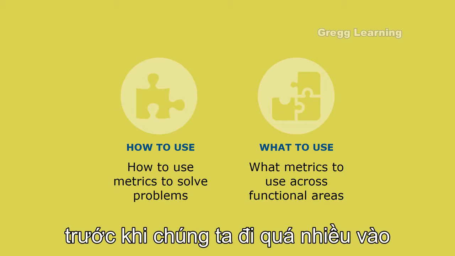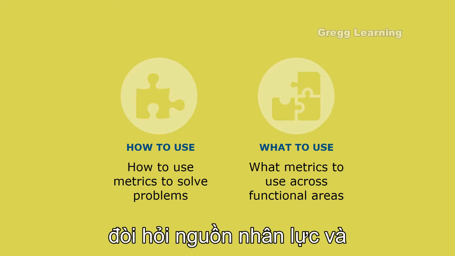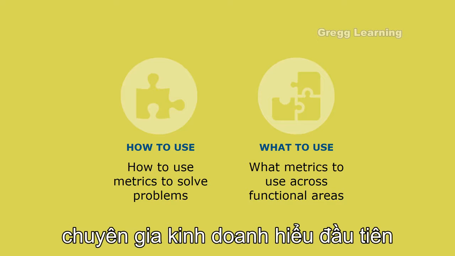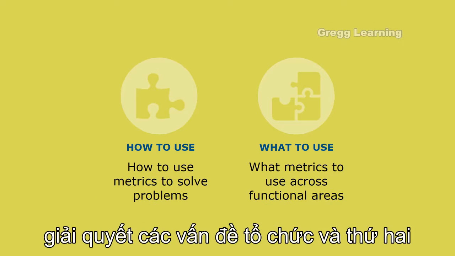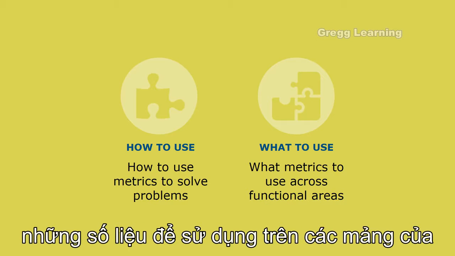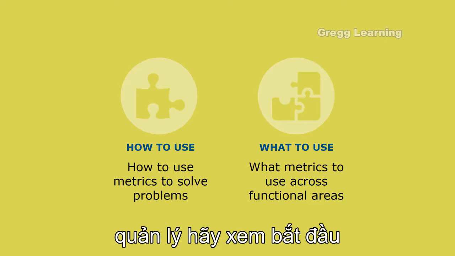Before we get too much further into metrics, we have to understand that the effective use of human resource metrics requires that human resource and business professionals understand first how to use metrics strategically to solve organizational problems, and second, what metrics to use across the array of functional areas of human resource management. Let's take a look.